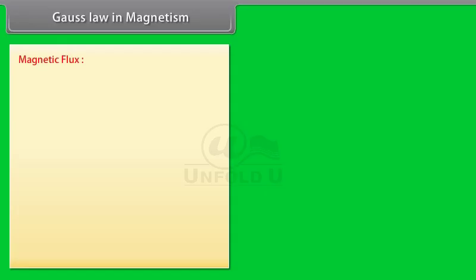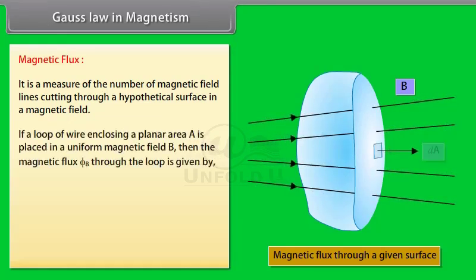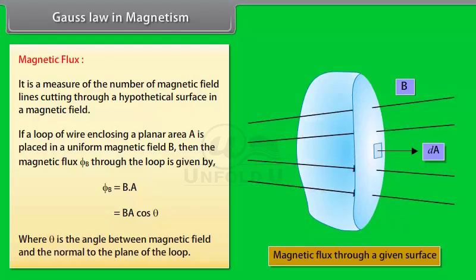Gauss's law in magnetism. Magnetic flux. It is a measure of the number of magnetic field lines cutting through a hypothetical surface in a magnetic field. If a loop of wire enclosing a planar area A is placed in a uniform magnetic field B, then the magnetic flux phi B through the loop is given by the dot product of B and A, which is equal to BA cos theta, where theta is the angle between the magnetic field and the normal to the plane of the loop.